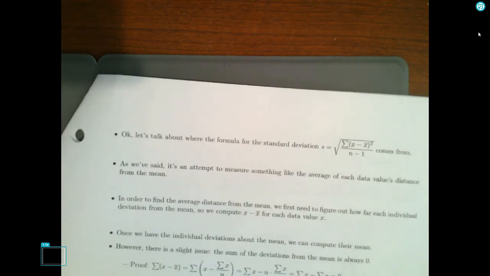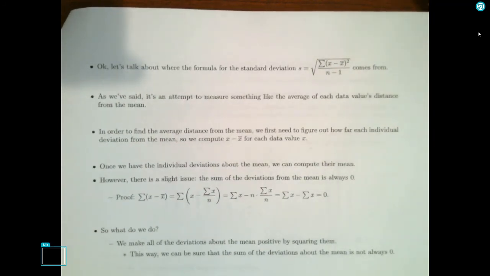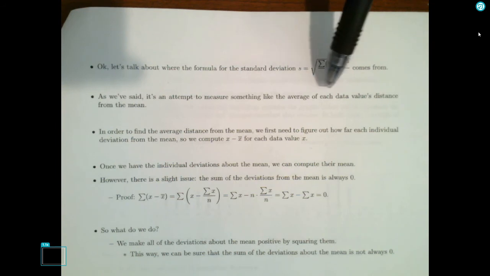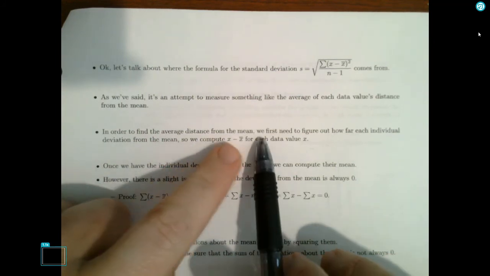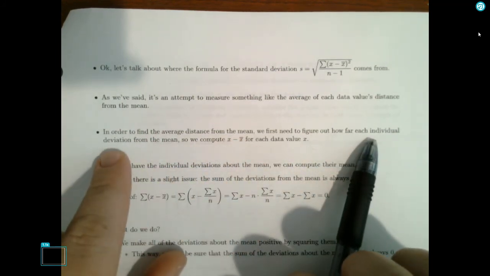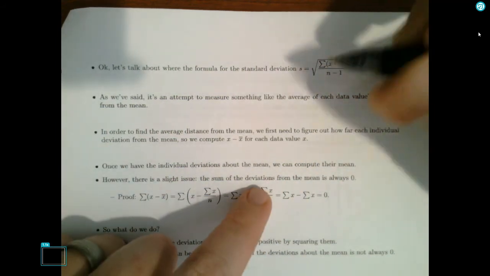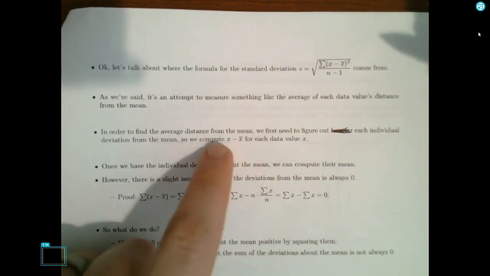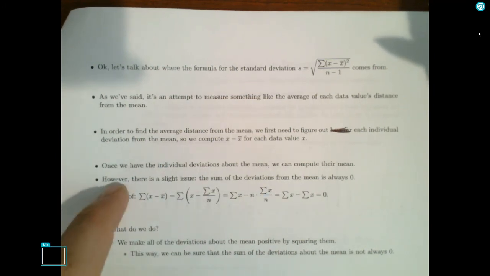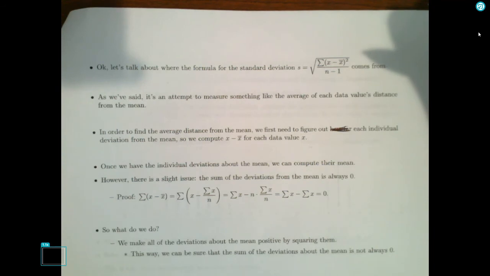The last thing I want to do, that does it for examples, is point out where this formula comes from. As we've said, the standard deviation is an attempt to measure something like the average of each data value's distance from the mean. Well, in order to find the average distance from the mean, we first need to figure out each individual deviation from the mean. So we compute x minus x bar for each data value x. Once we have the individual deviations from the mean, we compute their mean.